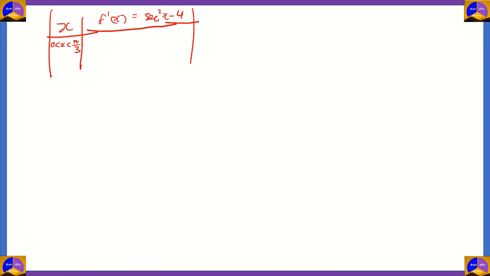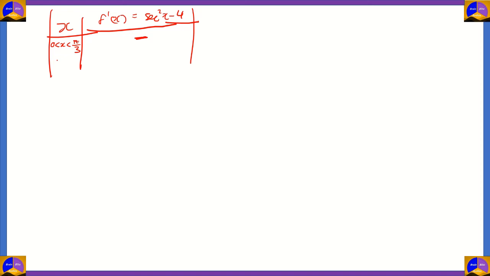So secant square x, so when x is 0, secant square 0 is 1. So 1 minus 4 is minus 3. So that is a negative. When you look at pi by 3, secant square pi by 3 is 4. So 4 minus 4 is 0. So overall, you have a negative value here. So that is a minus.